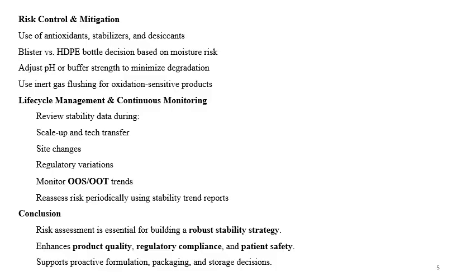Risk control and mitigation. So how to control the risk of stability? You can use antioxidants, stabilizers, and desiccants. You can use blister versus HDPE bottle based on the risk. Adjust the pH or buffer strength to minimize the degradation. Use inert gas flushing for oxidation sensitive products.